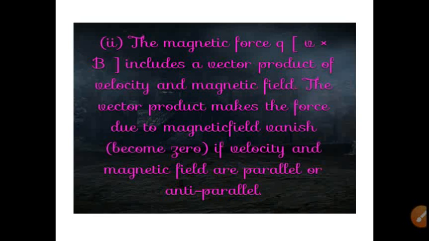Next, the magnetic force includes a vector product of velocity and a magnetic field, that is V cross B. The vector product makes the force due to magnetic field vanish, which means become 0 if velocity and a magnetic field are parallel or anti-parallel. This one we already discussed.